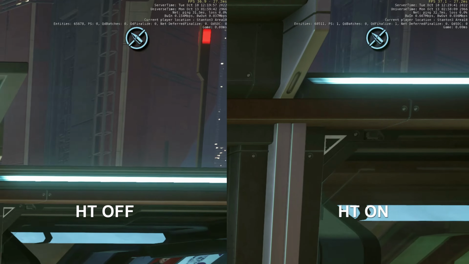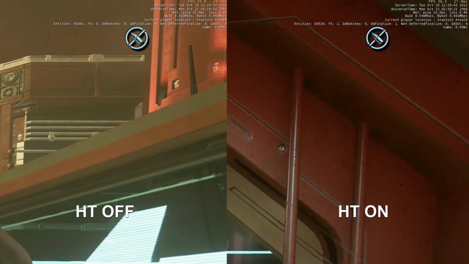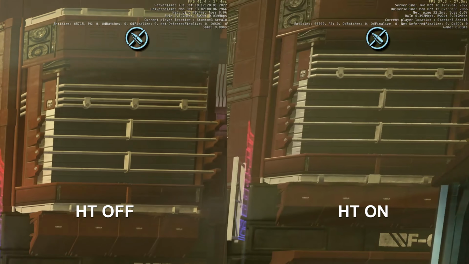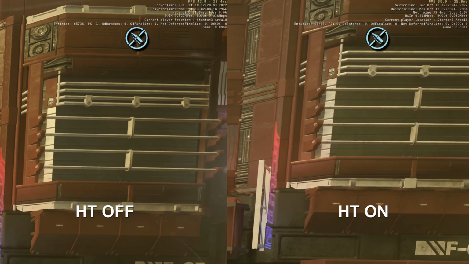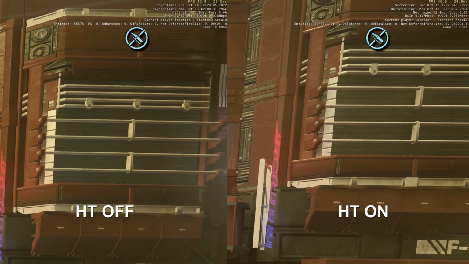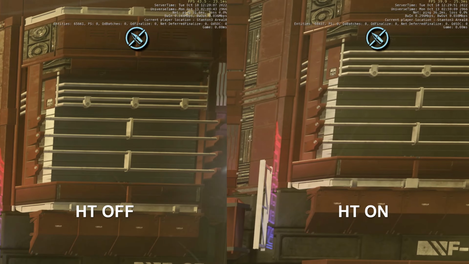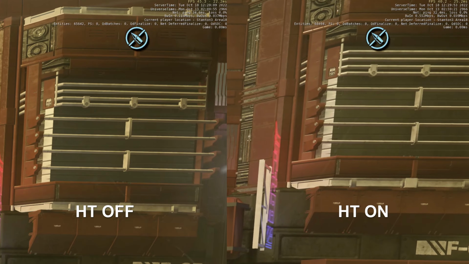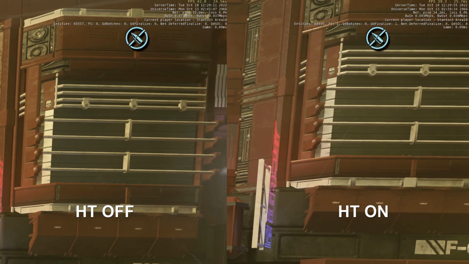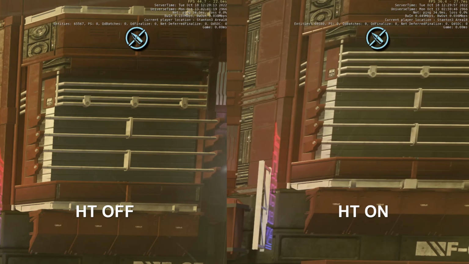So you'll see as it starts off, HT off actually looks like it's maybe got a couple of frames advantage, maybe 2, 3, 4 frames before we get to the train station, and it's at that point that all cores would be 100% on HT off. So that's a noticeable difference.